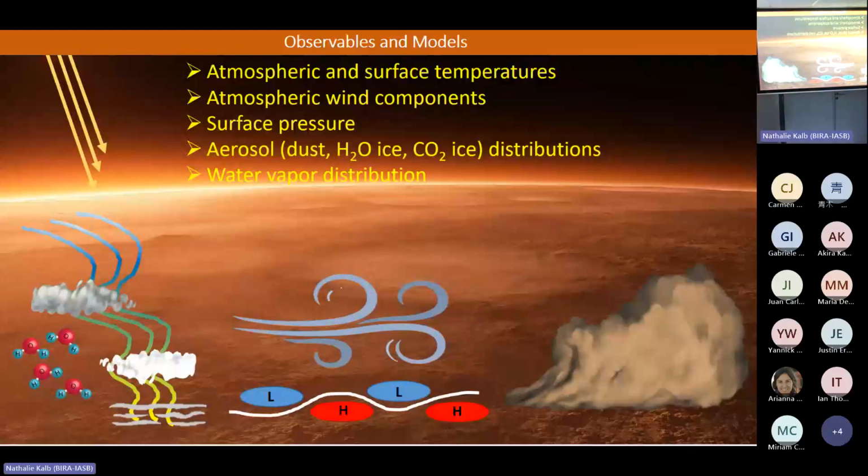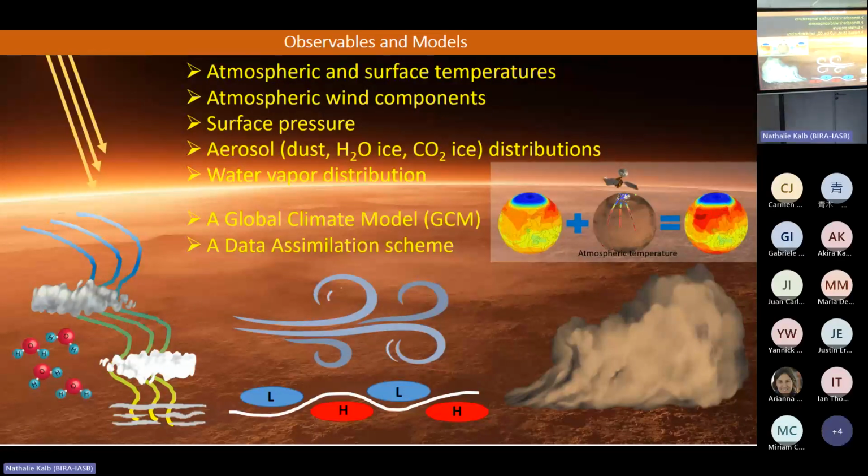Putting this in context, what kind of observables do we want to look at the weather on Mars? Certainly atmospheric and surface temperatures. We heard from Loic just now. Atmospheric wind components are the big miss for the time being. No real observations in the bulk of the atmosphere have been provided. Surface pressure globally would be a nice observable to have. And aerosols, of course: if we want to follow and monitor dust, we need information on aerosols, dust, water ice, CO2 ice, and water vapor distributions. These are observables. If we have a global climate model, GCM for short, plus maybe a data assimilation scheme, then we are set to monitor this weather phenomena, and one day maybe also to forecast them.